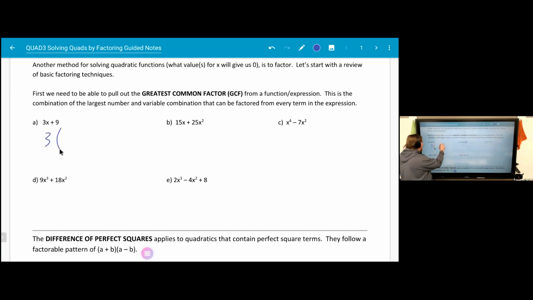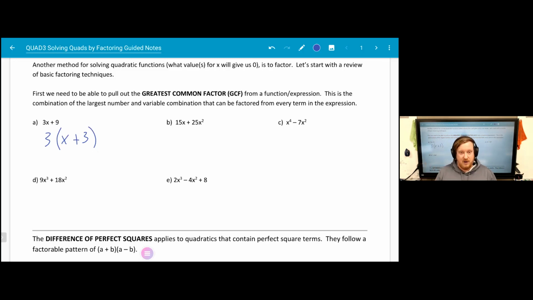Let's do this. I'm going to set up these parentheses. Think of it as taking the 3 out in division. 3 times what gives us 3x? Well, that's just x. 3 times what gives us 9, and that'd be positive 3. Think about it like this. This is undistributing, because if I was to redistribute through, 3 times x is 3x, and 3 times 3 is 9.